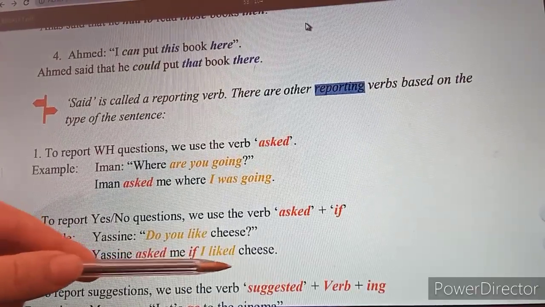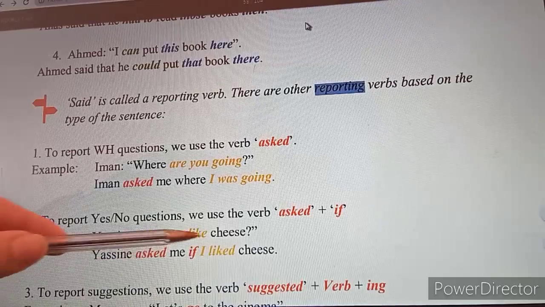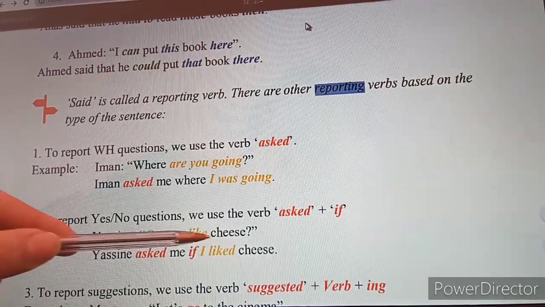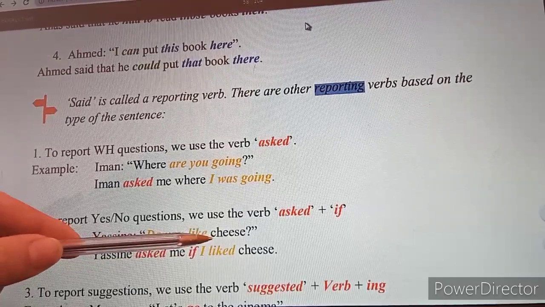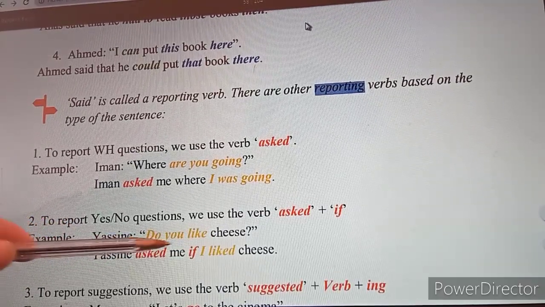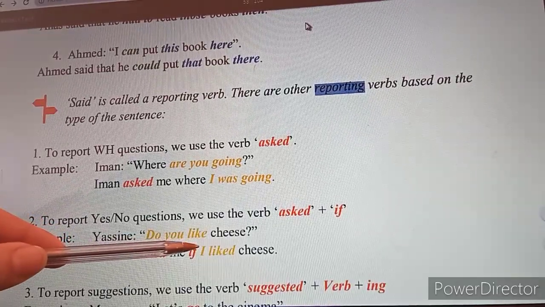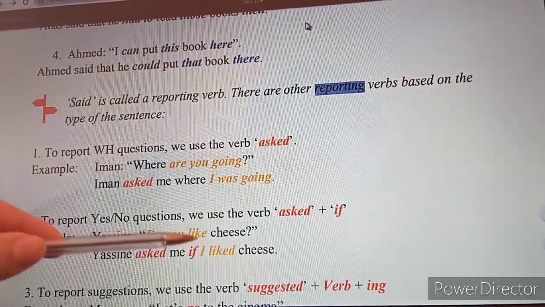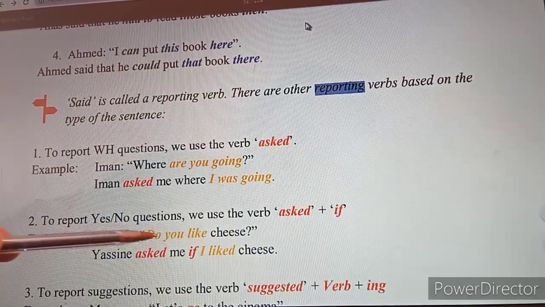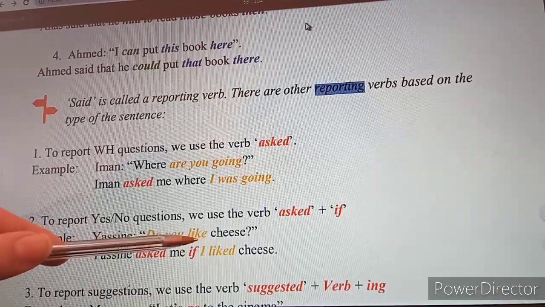Liked. Why here we have liked? Because let's go back to this sentence. We have do you like? This is a question. Do you like? I will change this question into a positive sentence. You like. Clear? So here question, do you like? Auxiliary plus subject plus main verb. If we want to change the sentence, we will say you like.